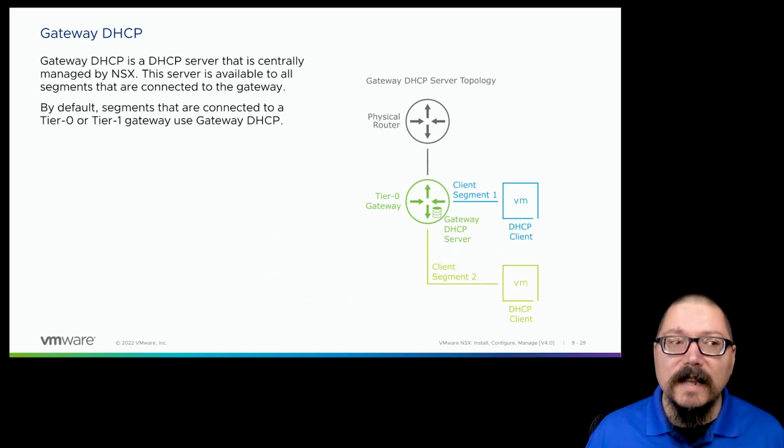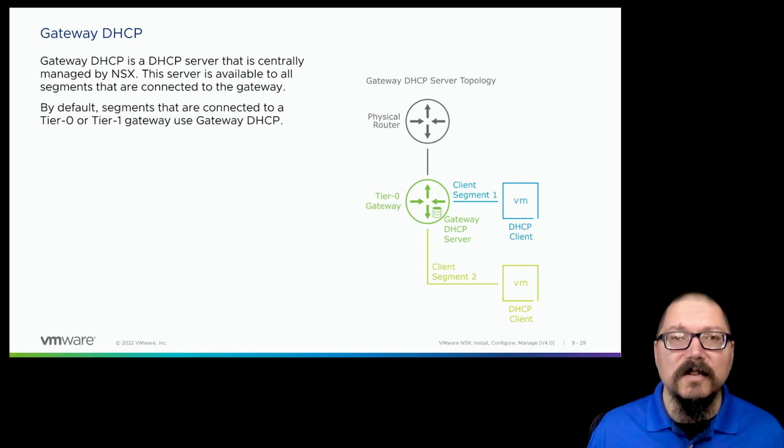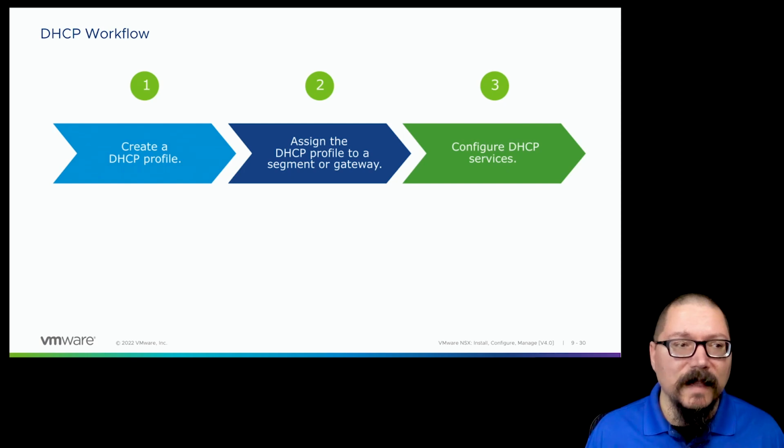And then a gateway DHCP server, well, this is going to apply to a gateway. And so if I've got 2 or 3 or 4 segments, I can use a single DHCP server on the gateway to provide DHCP to those segments rather than setting up lots of individual DHCP servers. So again, flexibility is the name of the game here.